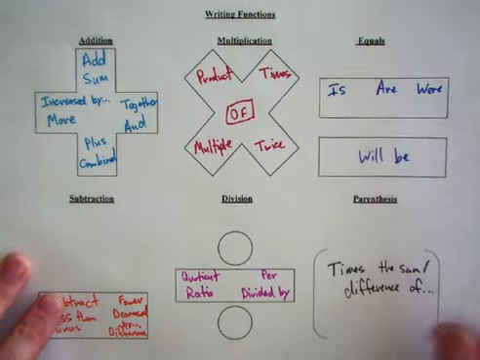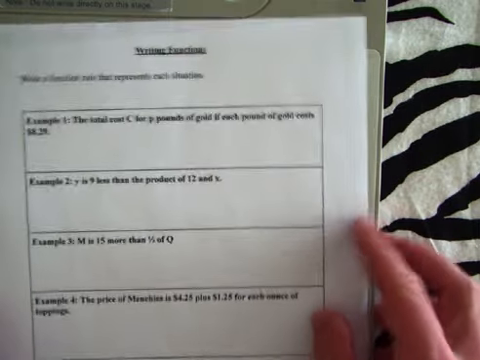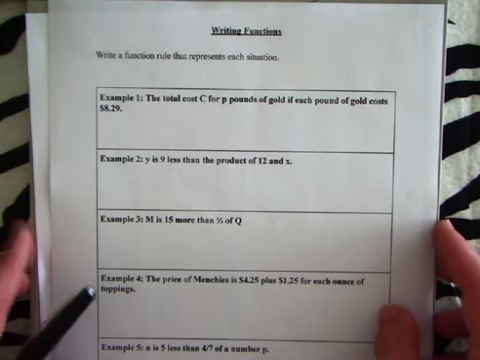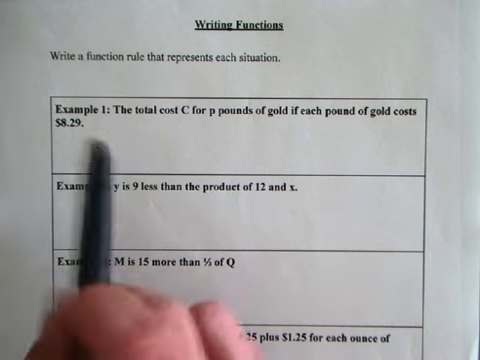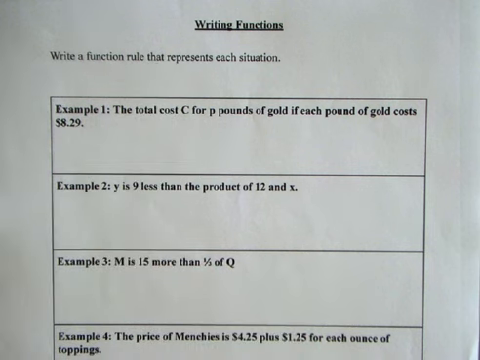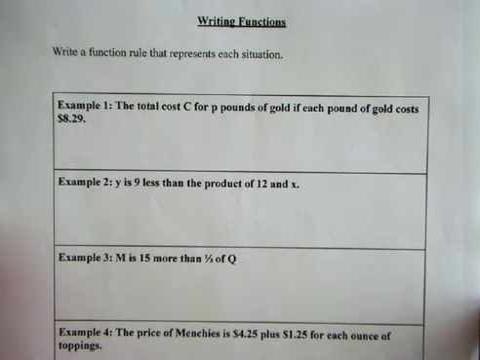So let's just practice this, okay? That was all building up to this, which is where we're actually going to practice doing what we just said. So if we look at this example right here, it says writing functions. Let me just get it centered, and I'm going to zoom in a little bit so you can see what's going on. There we go. This has instructions: write a function rule that represents each situation. So let's look at example 1.